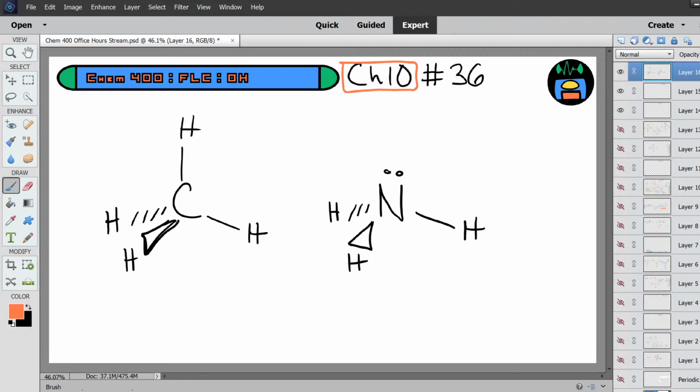All right. Now, both of these have tetrahedral electronic geometries. So with methane, we have bond angles of 109 degrees.